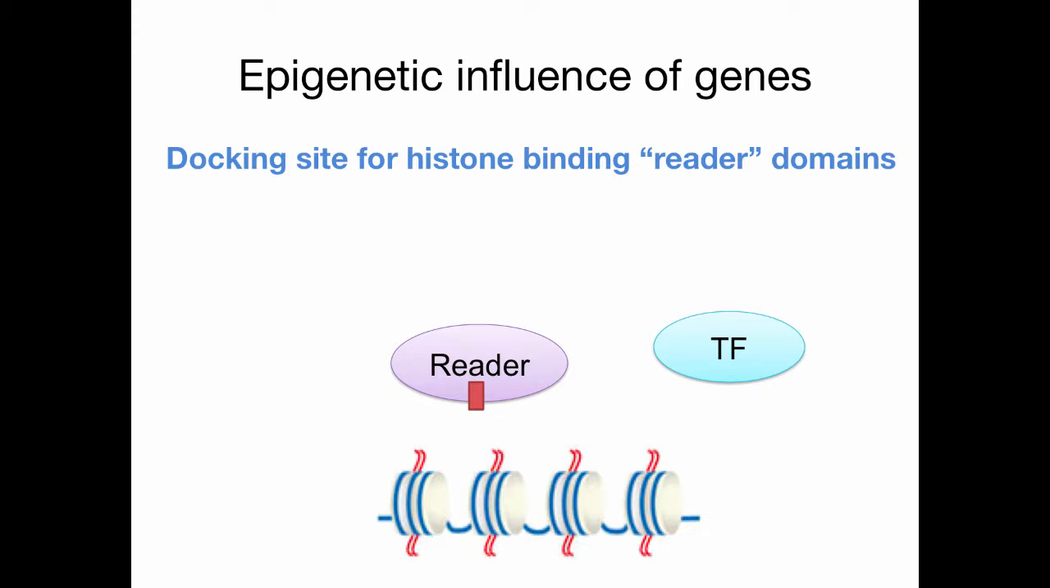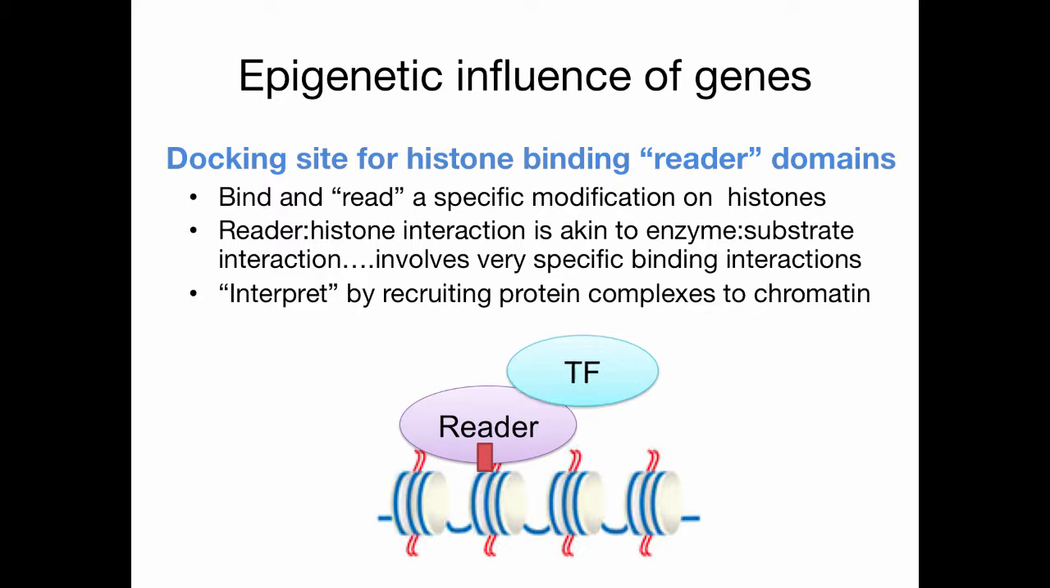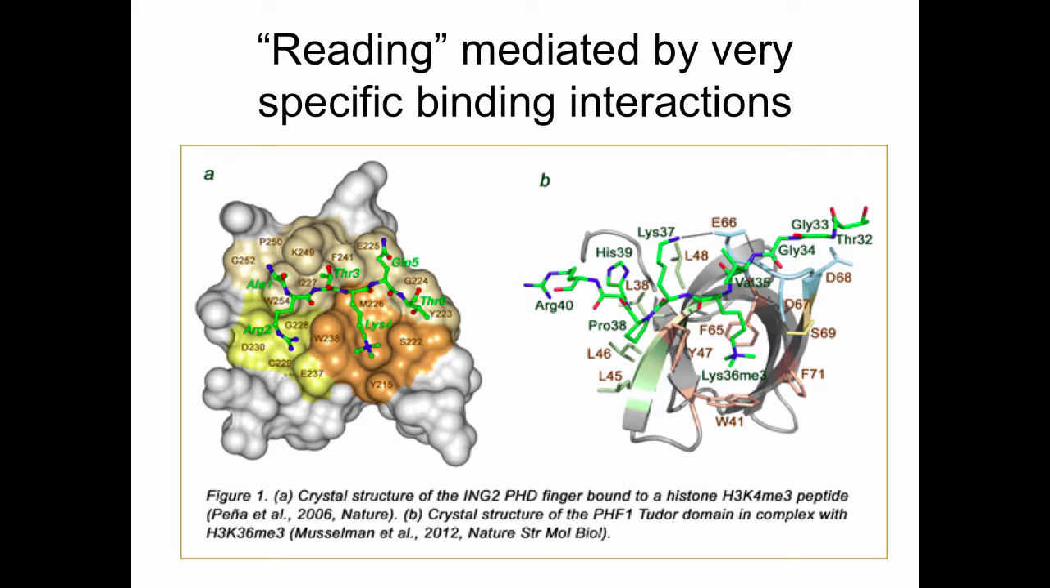Okay, and then we're going to talk about this idea of histone binding domains. There are proteins we call reader proteins that read and bind a specific modification, very similar to how an enzyme interacts with its substrate. Once that histone reader protein is bound, it will recruit a transcription factor to the chromatin and interpret that modification to either turn a gene on or turn a gene off. And this is an example of a specific histone reader protein. It's called ING2.